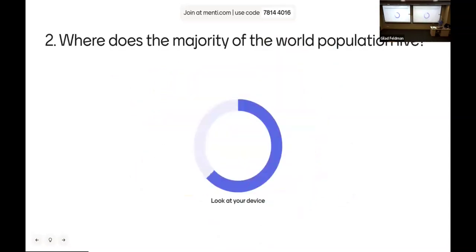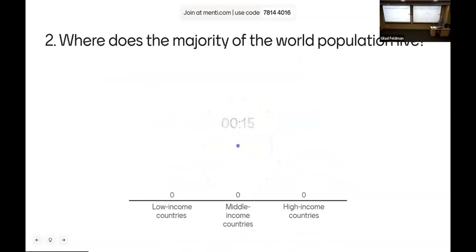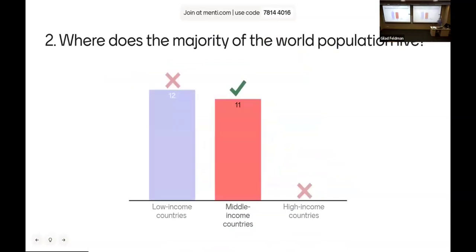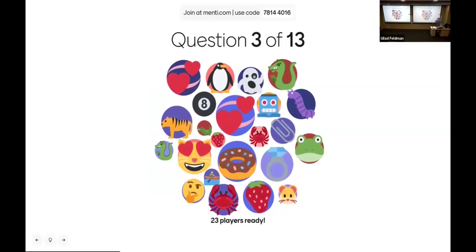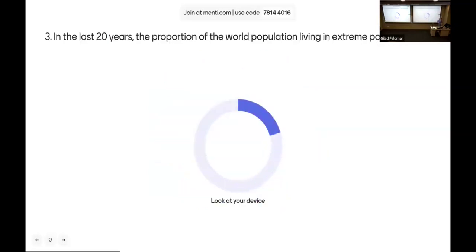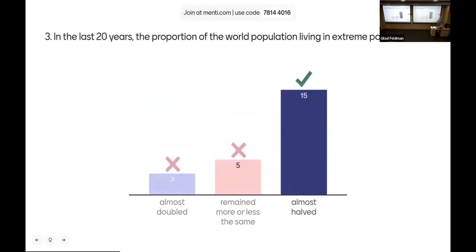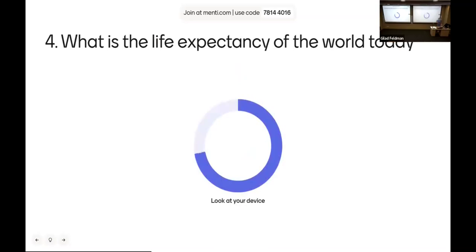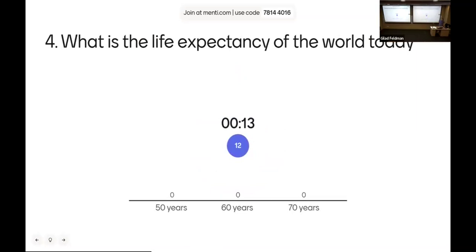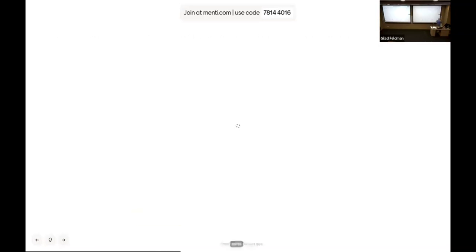Let's keep going. Where does the majority of the world population live today? Low-income countries, middle-income countries, high-income countries. Answer is middle-income countries. Question 3. In the last 20 years, the proportion of world population living in extreme poverty has almost doubled, remained more or less the same, or almost halved. Almost half is correct. Next one. What is the life expectancy of the world today? 50 years, 60 years, 70 years. Here in Hong Kong, we're very fortunate, among the highest in the world. 70 years is correct. Keep going.